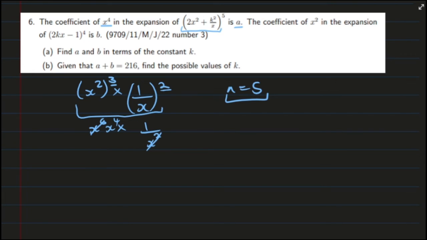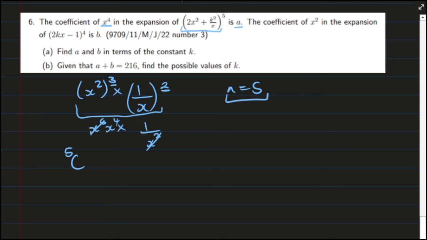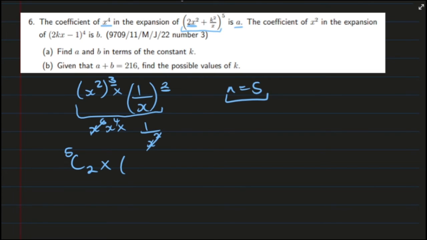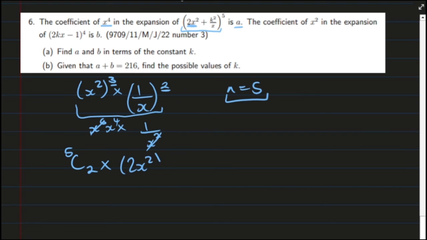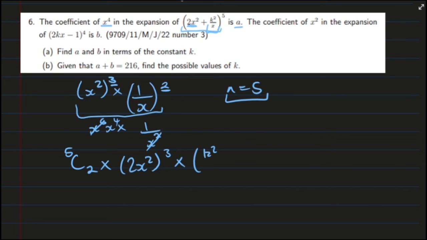Now we're going to use that to help us find the term in x to the power 4. Instead of having to expand the whole polynomial, we can say 5, which is n, 5 choose, and then this power over here, choose 2, times 2x squared. That will be 2x squared, and we've established that our power here is supposed to be a 3, times k squared over x, and our power is a 2.